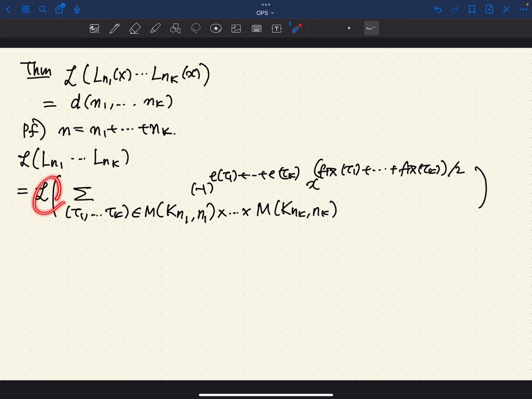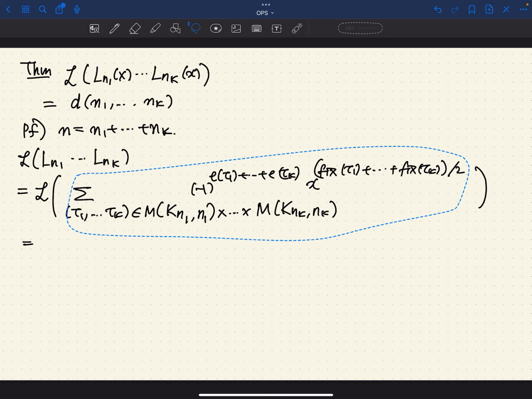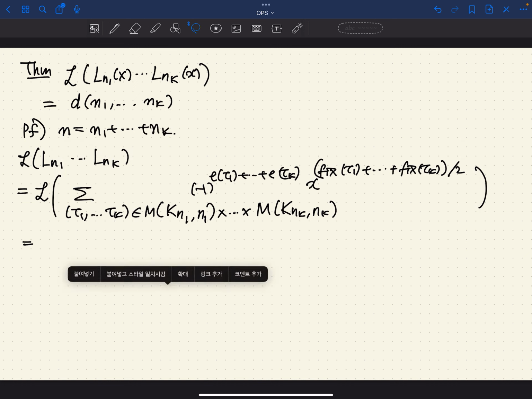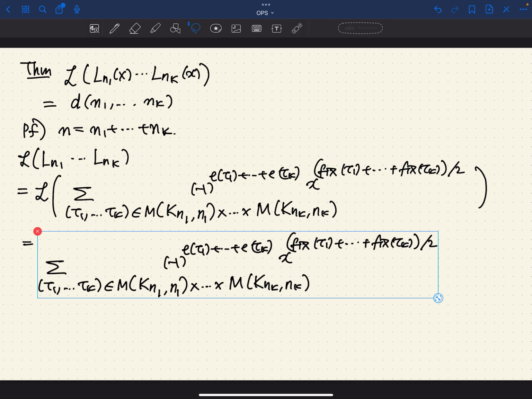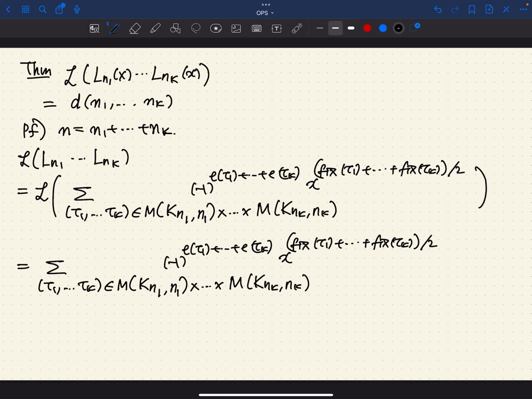And then we can move this over there, but then this is just a moment. So this is basically this, where I just need to replace this by a factorial. That's what the moment functional does, right?